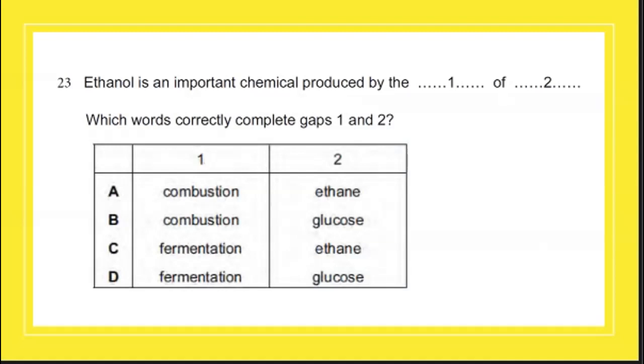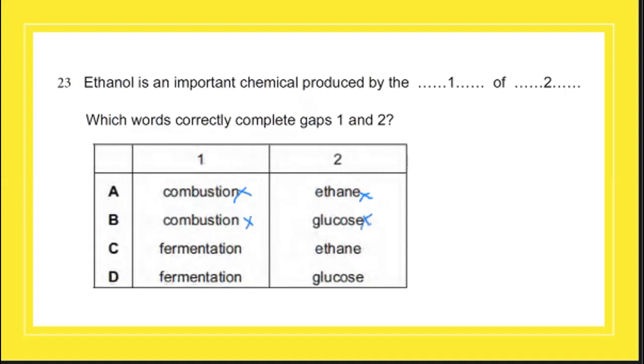23. Ethanol is an important chemical produced by the something of something. Which words correctly complete gaps 1 and 2? So ethanol is produced by the combustion of ethane. No, it's not the combustion of ethane. By the combustion of glucose? No, it's not produced by the combustion of glucose.